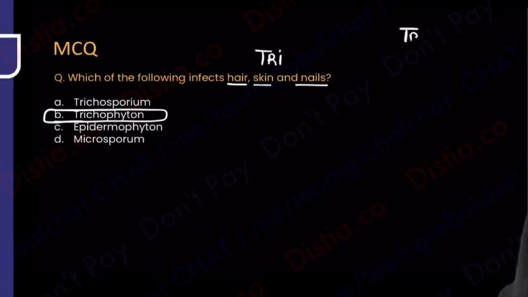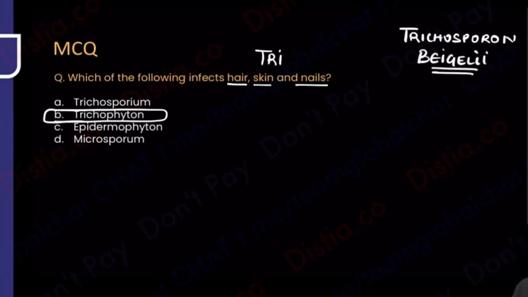Do you remember there was something called Trichosporon beigelii? Beigelii is how you had learnt it, and I told you beigelii is white, so this was causing that whitish thing, white piedra in the hair. So that was Trichosporon beigelii. Okay, over here the TME that you talk about, that is trichophyton, that infects all the hair, skin and nails.